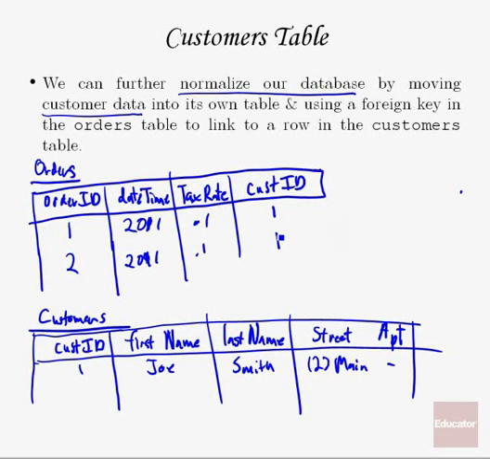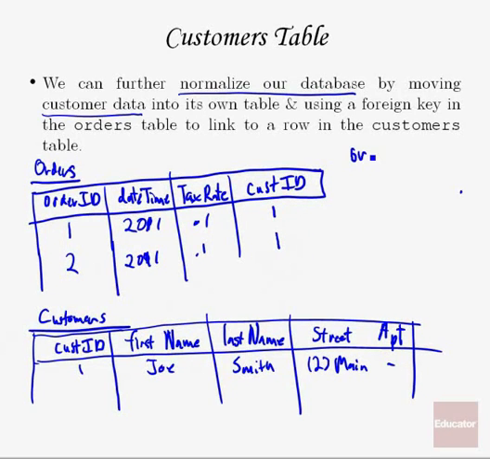Customer ID equals 1. So now when we look up information about an order, we look in the orders table. We see that order 1 was ordered on this particular date with this particular tax rate. We can see that the customer that ordered it was a customer associated with ID number 1. So then we could look up the information in the customers table, find out all of Joe's information, and we could do that for every order that has customer ID number 1.